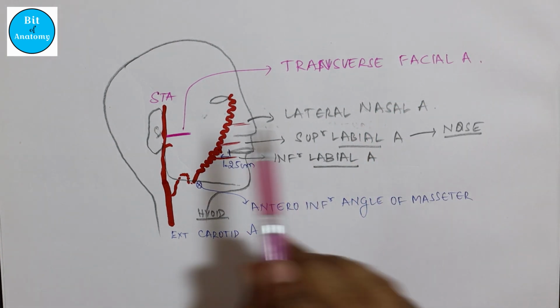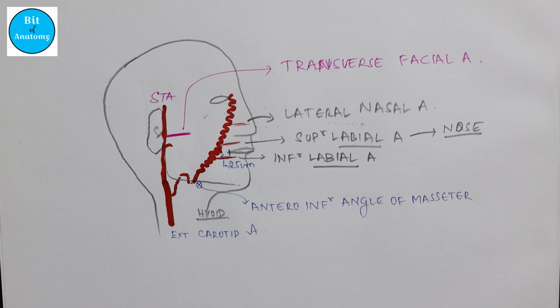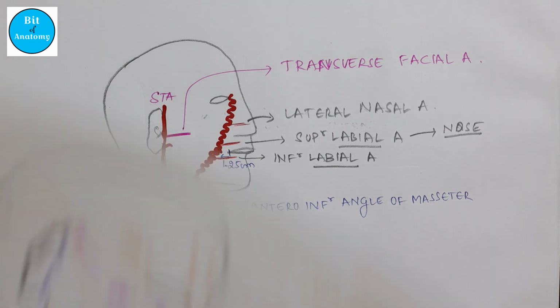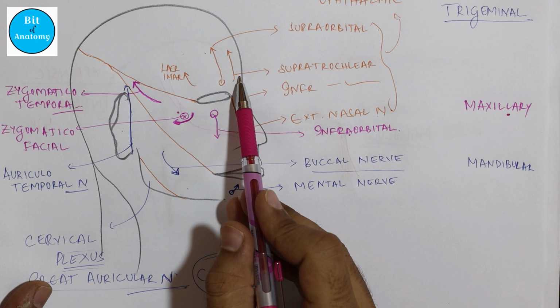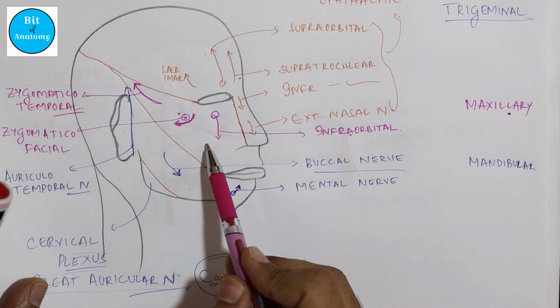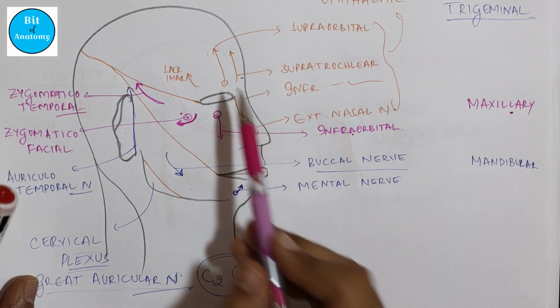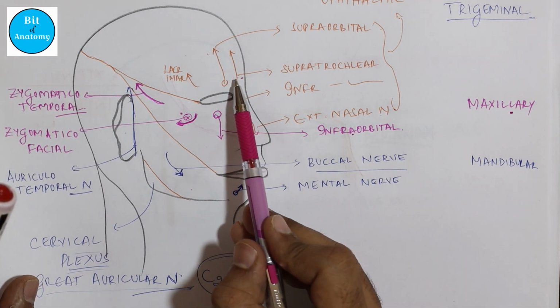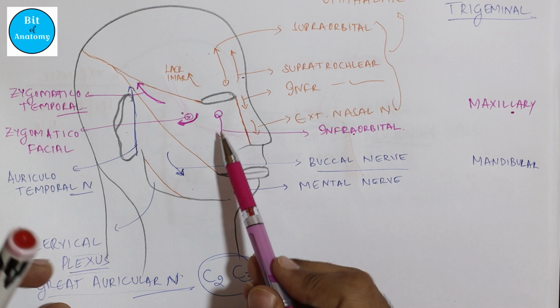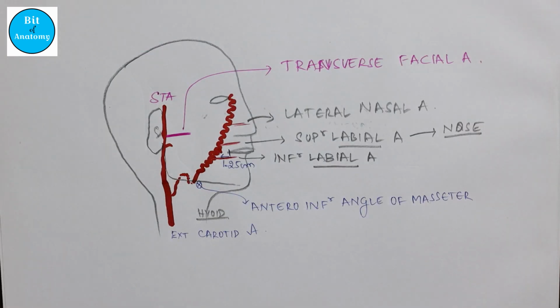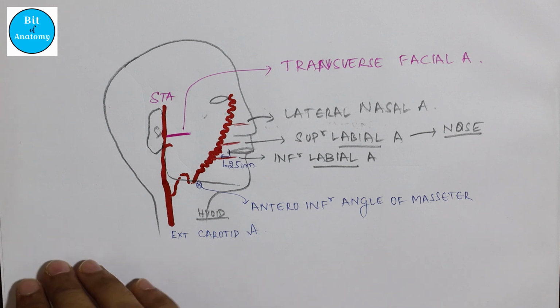Apart from these two major branches, all these sensory nerves that we saw, like supraorbital, supratrochlear, infraorbital, are accompanied by small vascular branches. They will also supply the face region. But anyway, the major branches are the transverse facial and the facial artery.